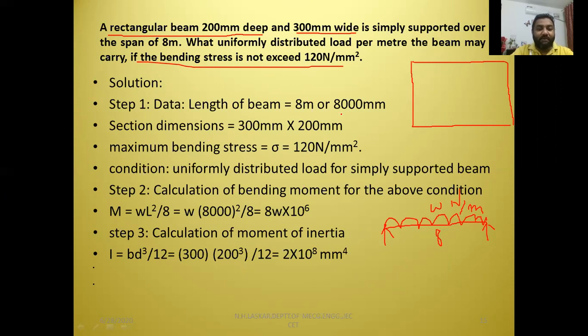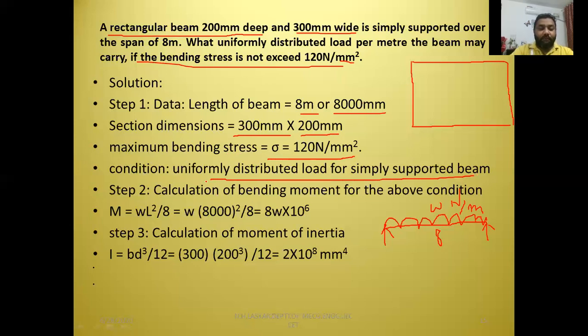So what are the data given? The length of the beam is 8 meter, so I have taken 8000 millimeter. Why millimeter? Because my stress is given in Newton per millimeter square. The section is 300 millimeter by 200 millimeter. Maximum bending stress is 120 Newton per millimeter square. The condition is a uniformly distributed load on a simply supported beam.